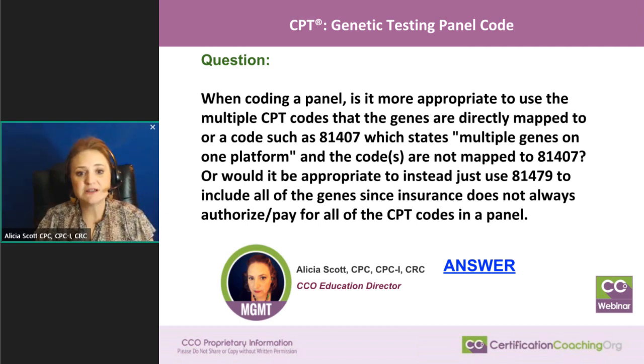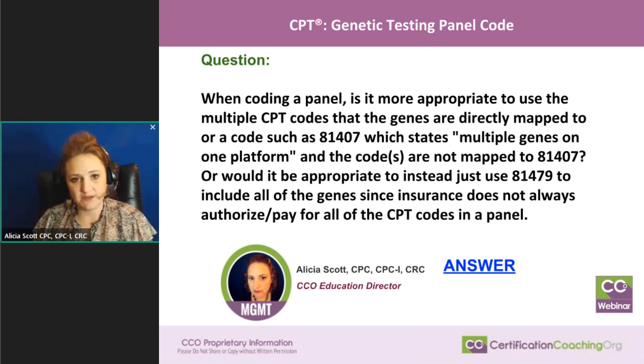When coding a panel, is it more appropriate to use multiple CPT codes that the genes are directly mapped to, or a code such as 81407, which states multiple genes in one platform, and then the codes are not mapped to 81407? Or would it be appropriate instead to just code 81479 to include all the genes, since insurance does not always authorize or pay for the CPT panel anyway?